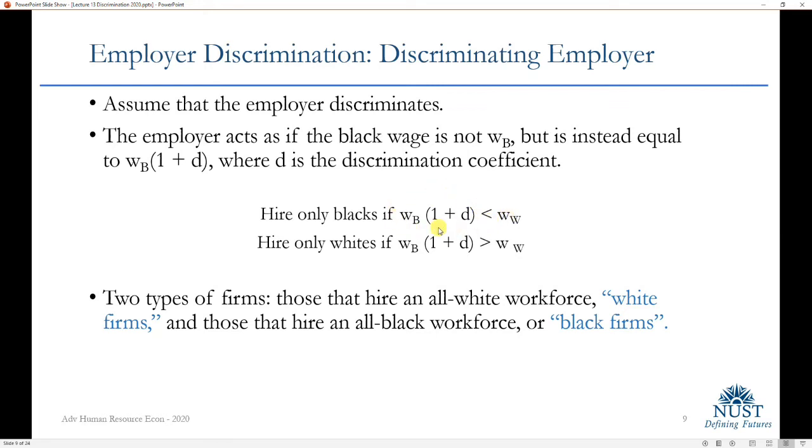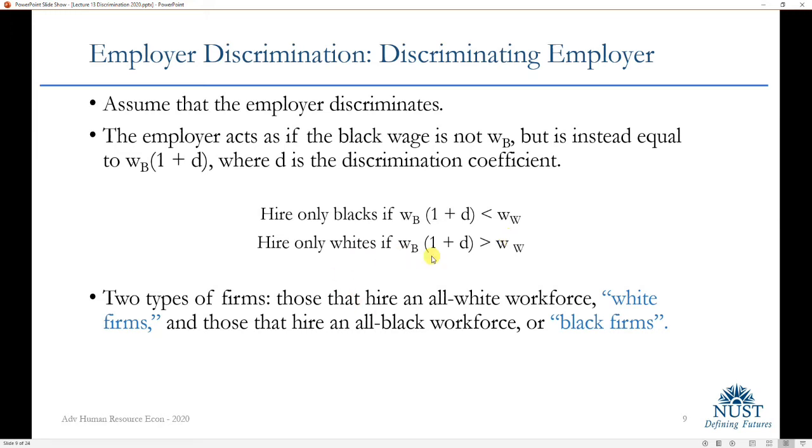So it is more profitable for the employer to hire a black worker, because even after applying the discrimination coefficient, black workers are cheaper and they work as efficiently as the white workers. And the employer will only hire white workers when this WB multiplied by 1 plus D is higher than white wages. So it doesn't make any sense to hire expensive workers as compared to the cheaper workers.